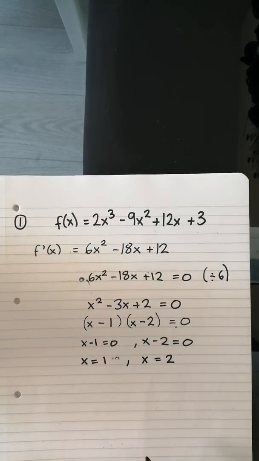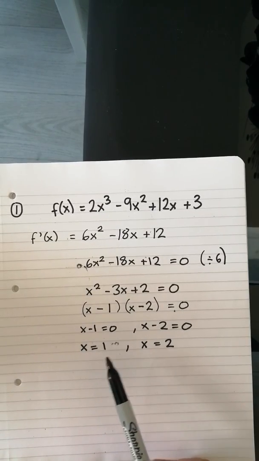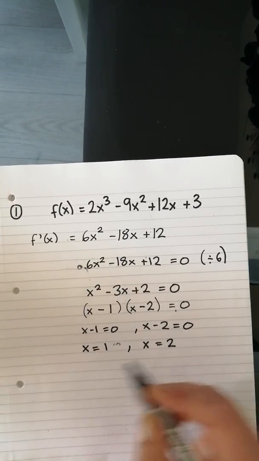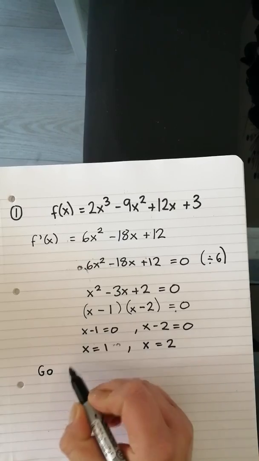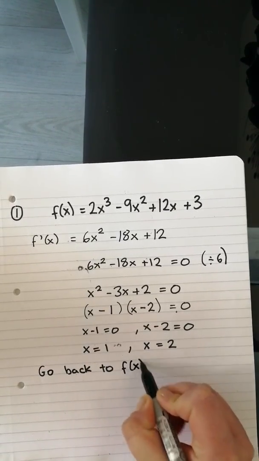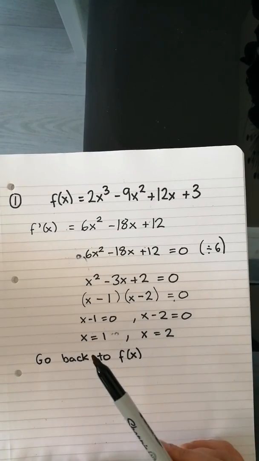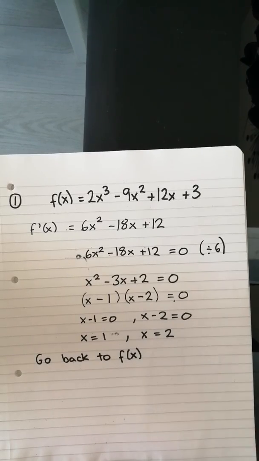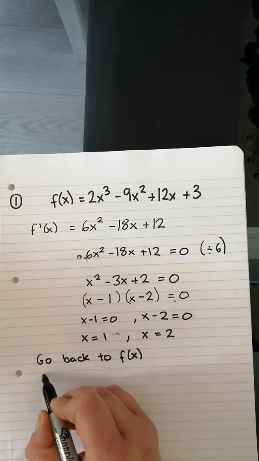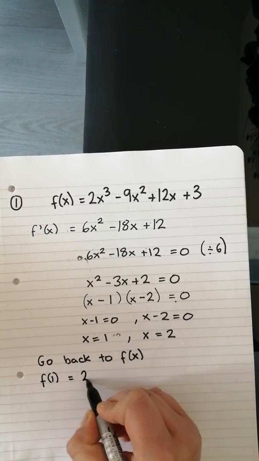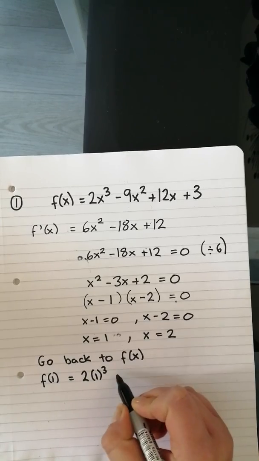Now we need to find the corresponding y values for x being equal to 1 and x being equal to 2. So we go back to our original f of x, not f prime of x, just f of x, and substitute in x being equal to 1 and find your corresponding y value, and similar for x being equal to 2. So what we're looking for is f of 1, where we substitute 1 in for x.